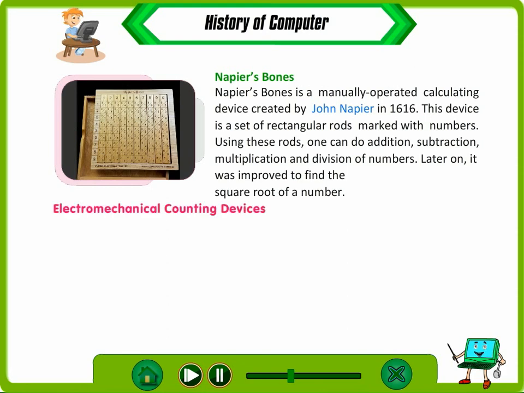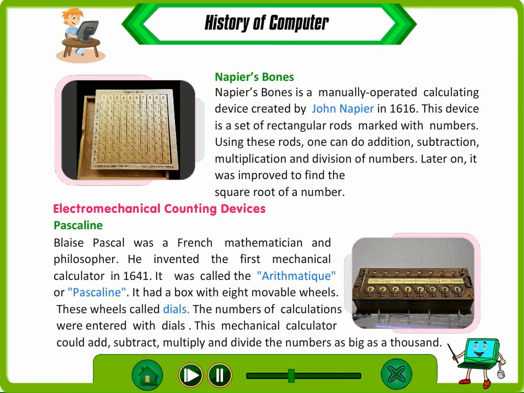Electromechanical counting devices. Pascaline. Blaise Pascal was a French mathematician and philosopher. He invented the first mechanical calculator in 1641. It was called the arithmetic or Pascaline. It had a box with 8 movable wheels. These wheels were called dials. The numbers of calculations were entered with dials. This mechanical calculator could add, subtract, multiply and divide numbers as big as 1,000.